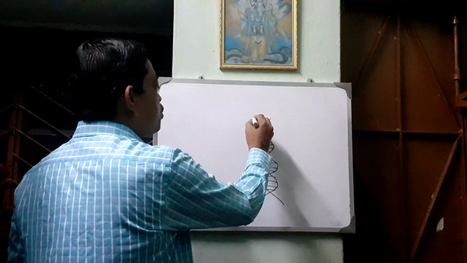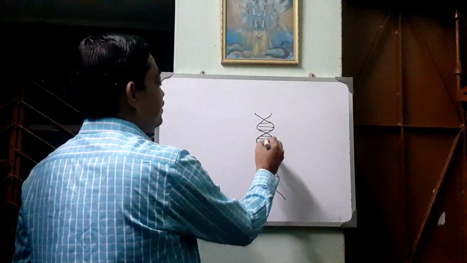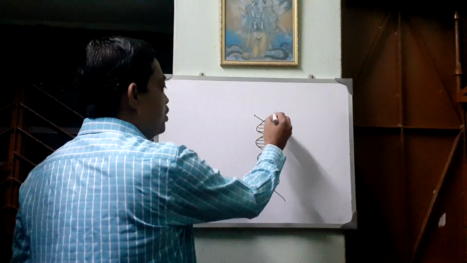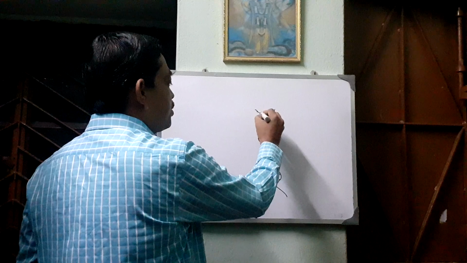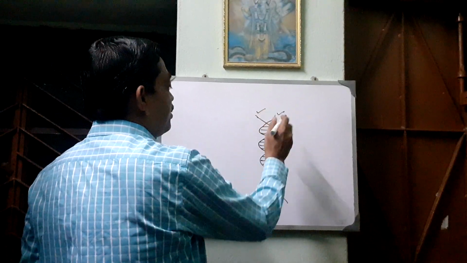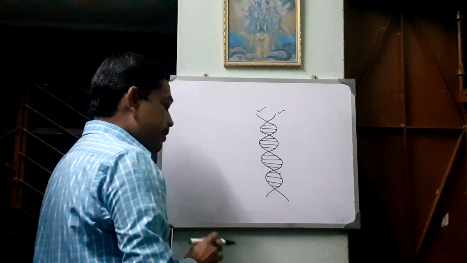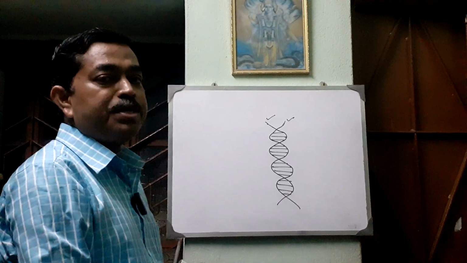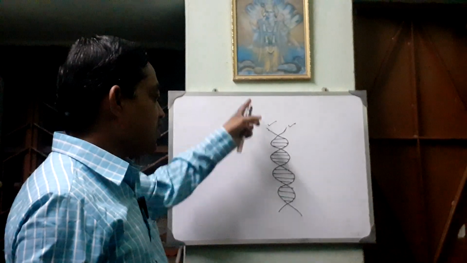And these are the two strands of DNA. These strands are complementary to each other. This is one strand and this is the other strand. They are complementary to each other, and they are also anti-parallel to each other, meaning one strand runs in the opposite direction to the other strand.